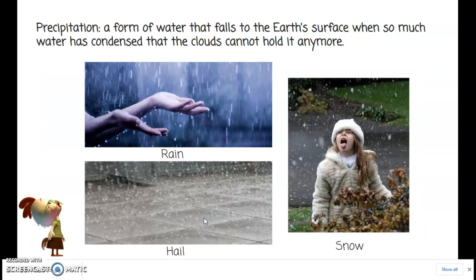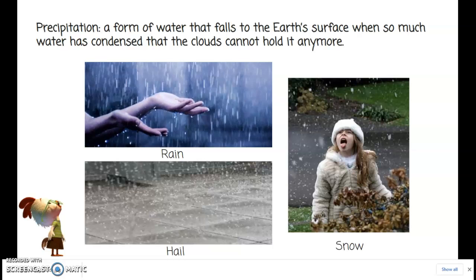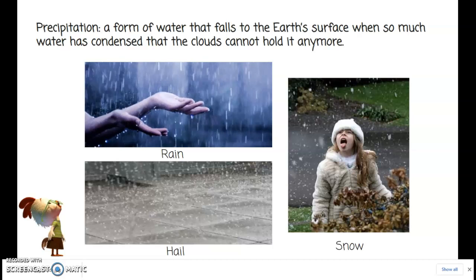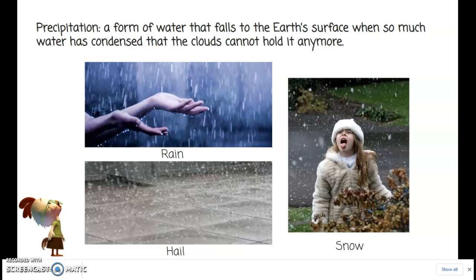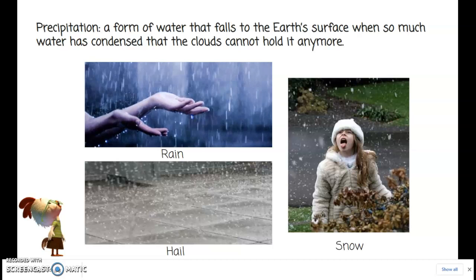Precipitation is a form of water that falls to the Earth's surface when so much water is condensed that the clouds can't hold it anymore. We can get rain, hail, snow. In Minnesota, we see all of it. We can see snow definitely in the winter. It just depends upon the temperature.